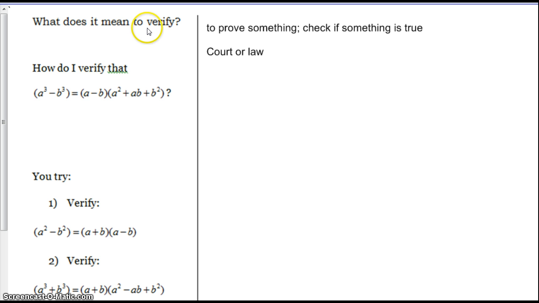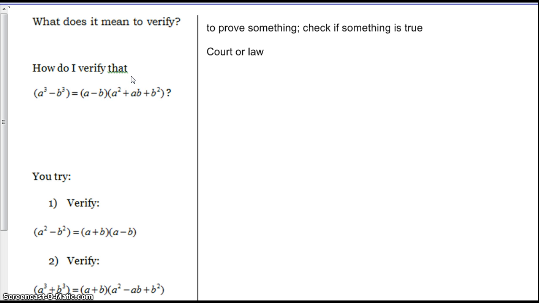Where I've seen this word verify the most is, I always think about the court or law. But the whole point of understanding the word verify is that you have to prove. Thinking back to geometry where you've done proofs, you have to prove that something is true.